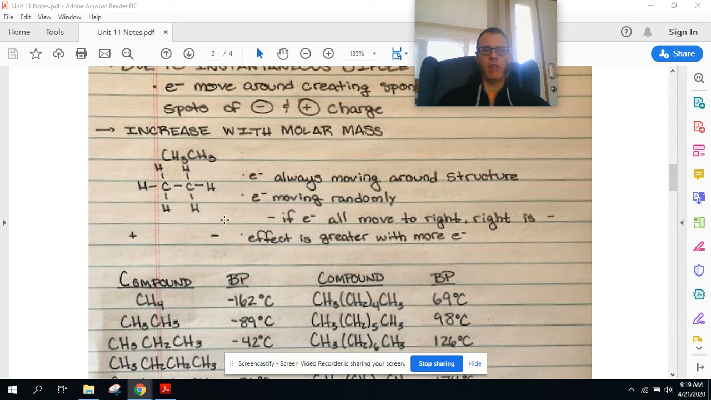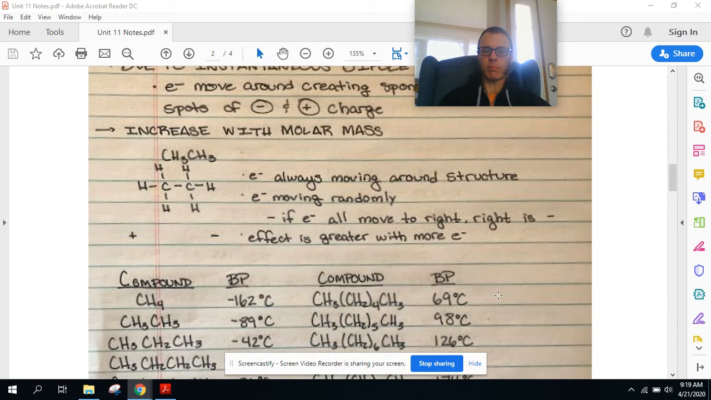So here, if we look at ethane, the electrons are constantly moving around the structure, moving around randomly. So sometimes you're getting a spot that's positive and a spot that's negative. And what you do is get a dipole. A dipole is two poles, positive and negative, and you generate an attractive force.